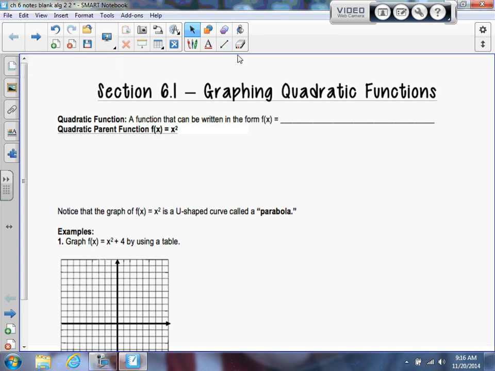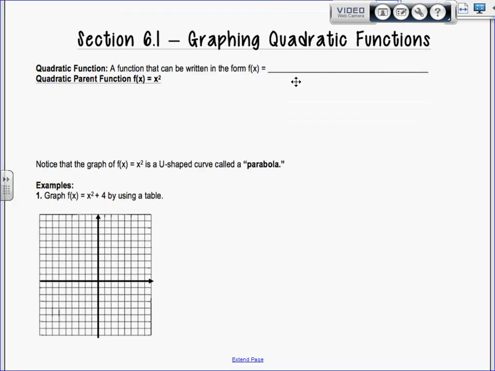6.1 is on graphing quadratic functions. So it's all about parabolas, if you remember parabolas from Algebra 1. A quadratic function is going to be a function that looks like f of x equals ax squared plus bx plus c. So in your distant memory, the quadratic formula, oh yeah, ax squared plus bx plus c. We're going to have that this chapter.